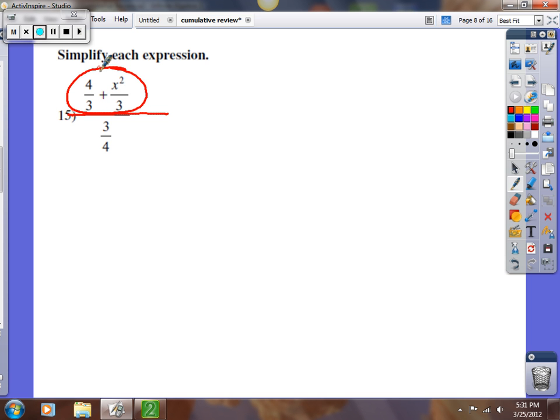And let's clean it up a little bit. Since it is like denominators, it's going to be a piece of cake. But let's work it out maybe like it's problem 16, because 16 does not have like denominators. So the trick is, when you're adding and subtracting and you don't have common denominators, here's what you do. You multiply the bottoms, so that's a 9. And then you cross multiply the tops. That 3 times 4 is going to be 12, and 3 times x squared is 3x squared. So that right there is my top.